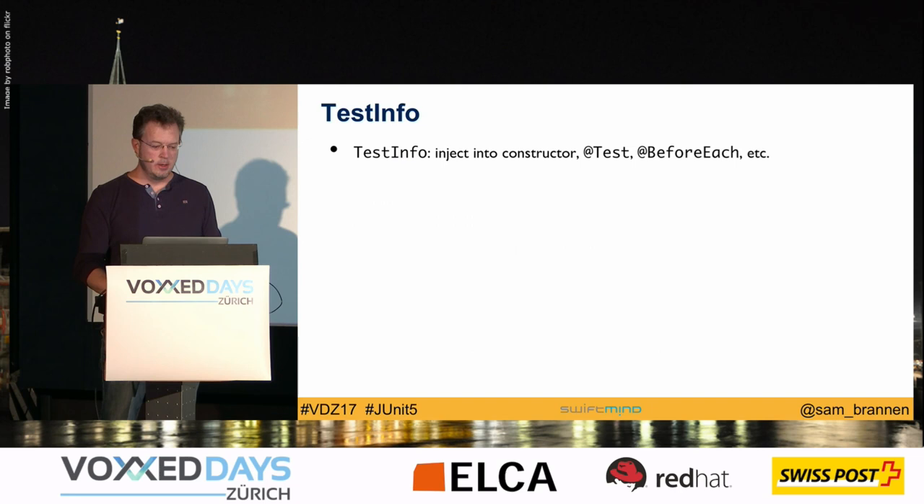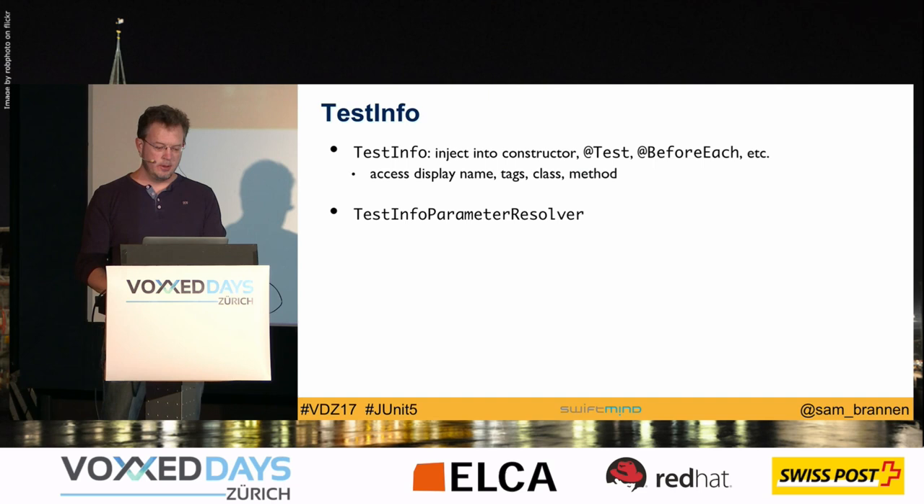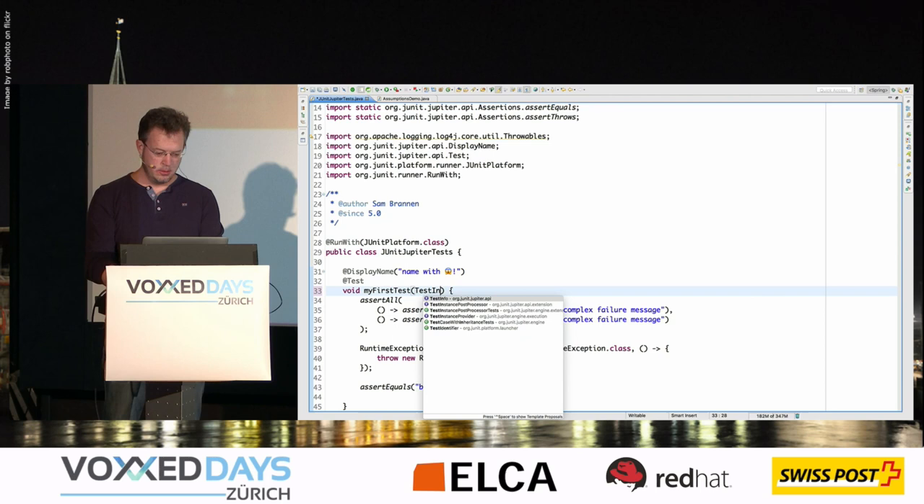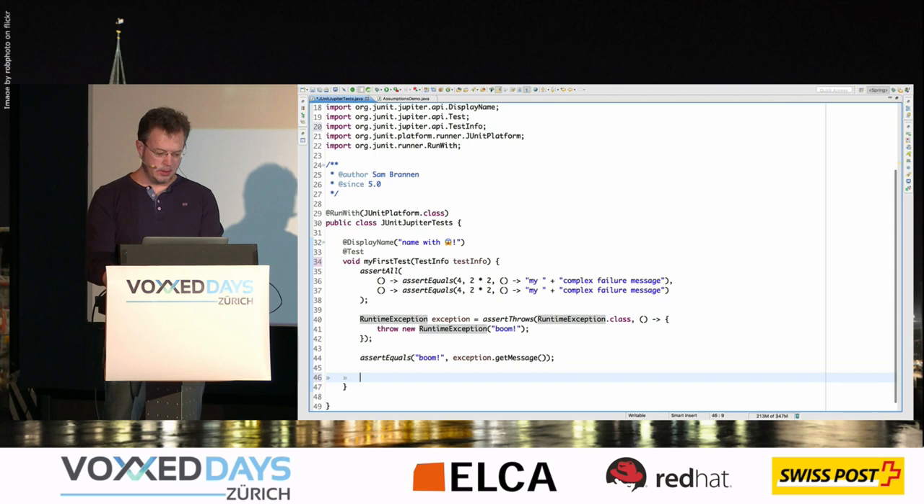Test info, that's a way to have a kind of reporting or be able to interact with reporting from your tests. So you can have a test info object injected straight into your test method. There's a resolver in the background that does that. And I can probably demo that very quickly. So with the method, test info, you can get access to it. I'm not going to do anything too exciting here. I'm just going to print it out just to see that it's working.